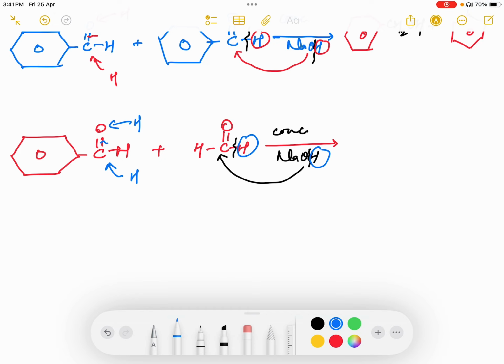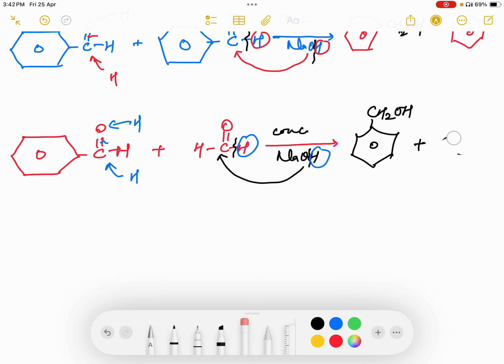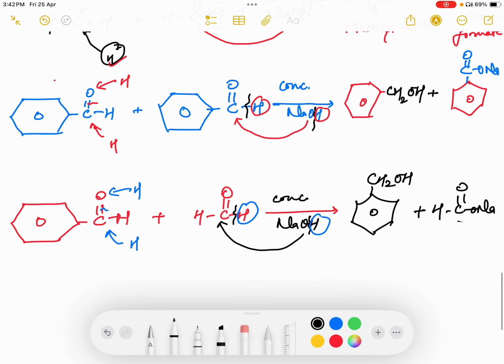And so the product formed will look something like this. There will be benzene. Here you will have a CH2OH group, and the other, it is H, C double bond O, O Na group. That is the sodium salt. So this is all about the Cannizzaro reaction and the Aldol reaction.